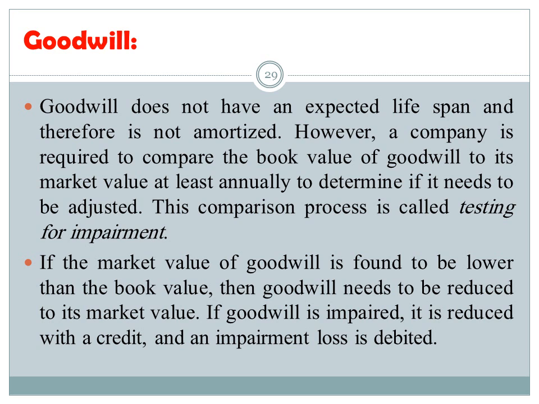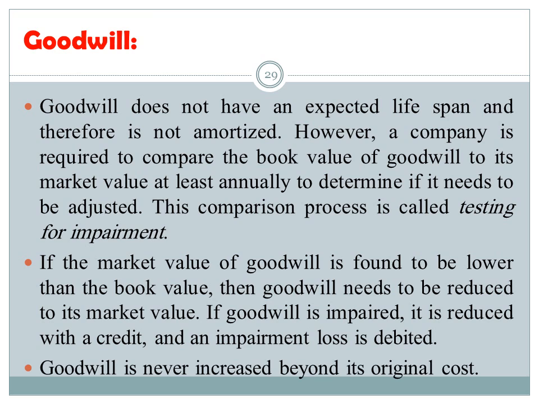If the market value of goodwill is found to be lower than the book value, then goodwill needs to be reduced to its market value. If goodwill is impaired, it is reduced with a credit and an impairment loss is debited. The entry will be impairment loss in the debit side, goodwill in the credit side. Goodwill is never increased back to its original cost, in any case.